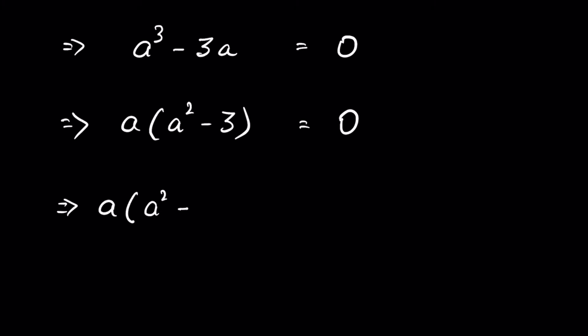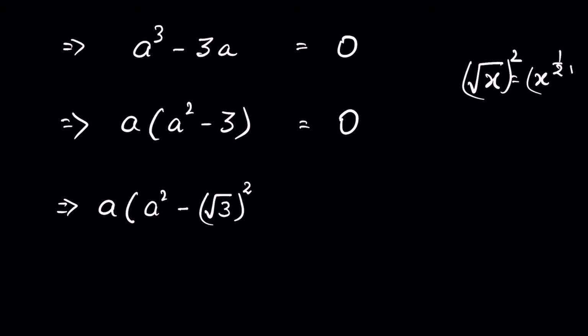3 we can also write as square root of 3 square. Why? Because when x is under a square root, it means x is raised to the power of 1 upon 2. When we square the square root, the exponent is multiplied by 2, then 2 and 2 get cancelled. Therefore, we can write the square root of x square as x.